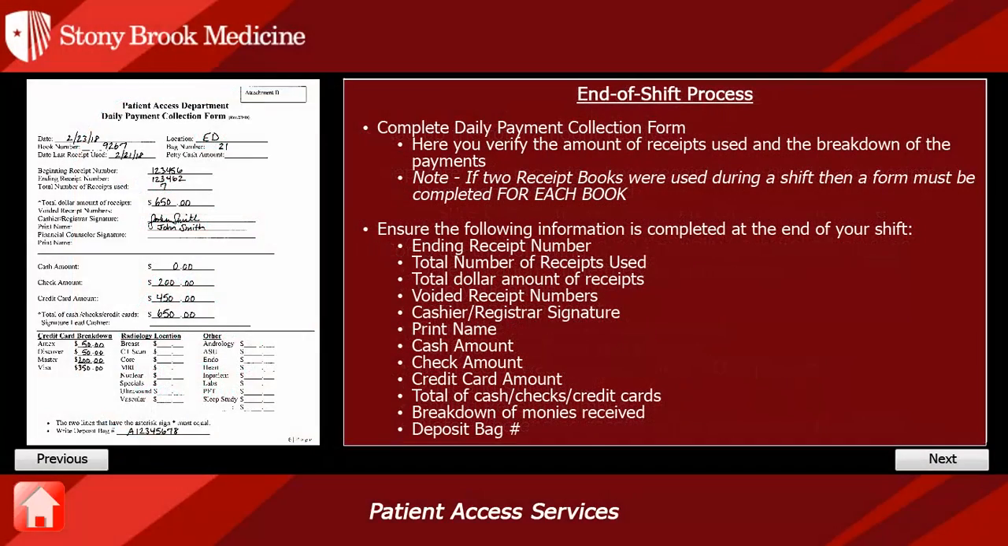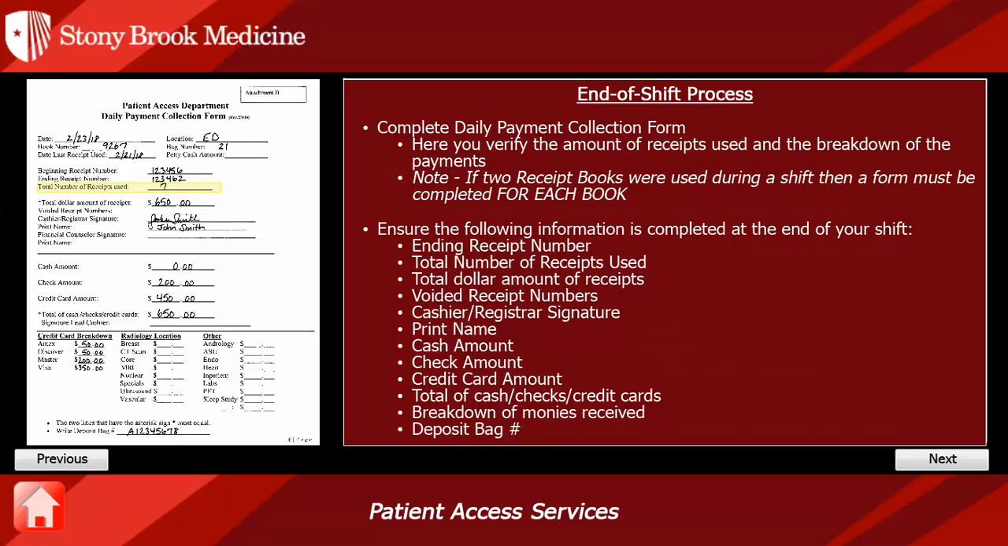End of shift process. Complete daily payment collection form. Here you verify the amount of receipts used and the breakdown of the payments. Note, if 2 receipt books were used during a shift, then a form must be completed for each book. Ensure the following information is completed at the end of your shift. Ending receipt number. This is the last receipt that was used.